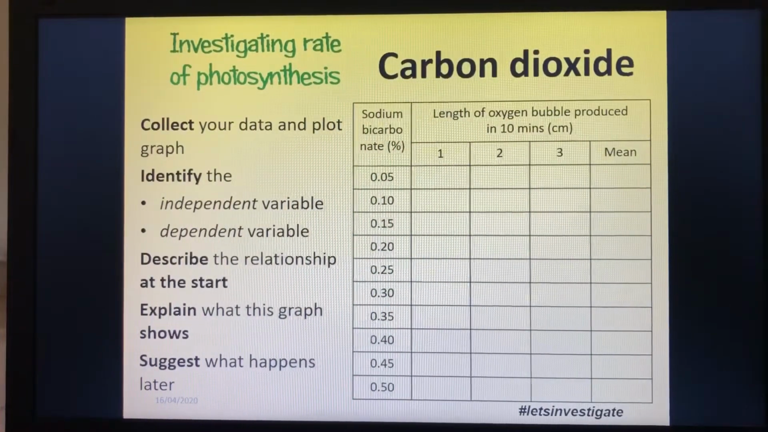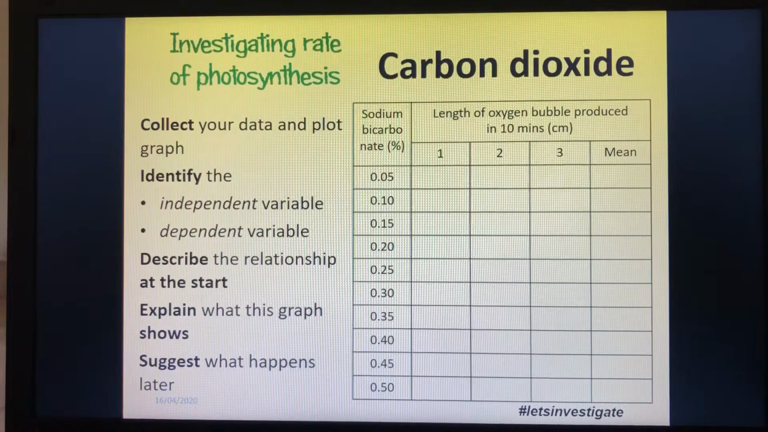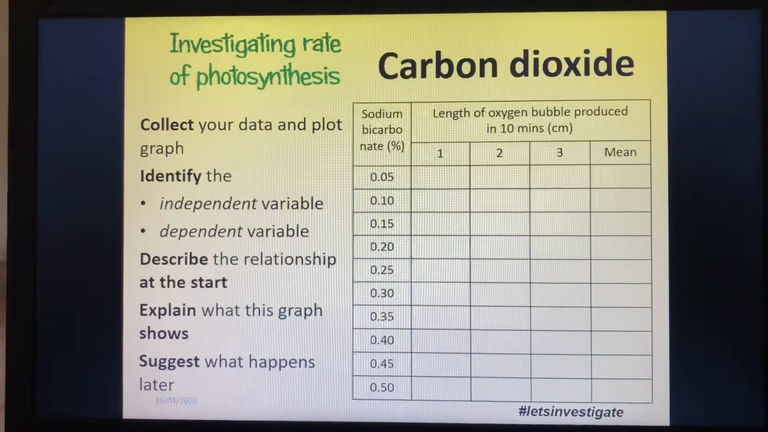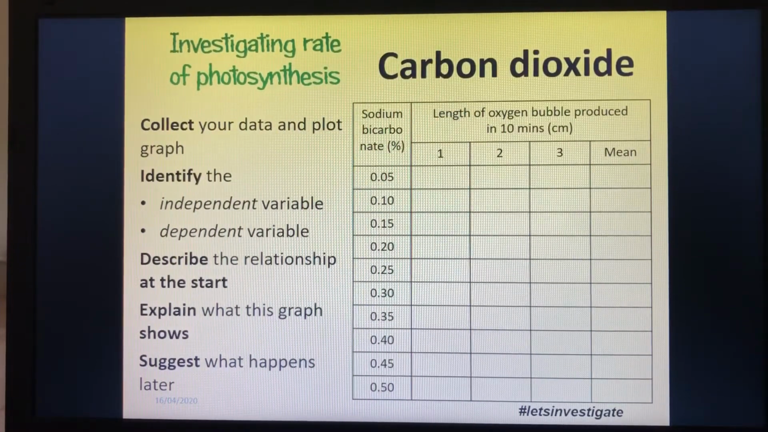So straight into data, drawing our table to collect our results in. You can see there we've got sodium bicarbonate, which is a carbonate product we can put into the water with the pondweed, and it will increase the carbon dioxide in the water. And we can investigate that as a limiting factor. If you remember, referring back to the photosynthesis equation, carbon dioxide is one of the reactants. So if we can increase that reactant, then we should be able to increase the rate of photosynthesis.